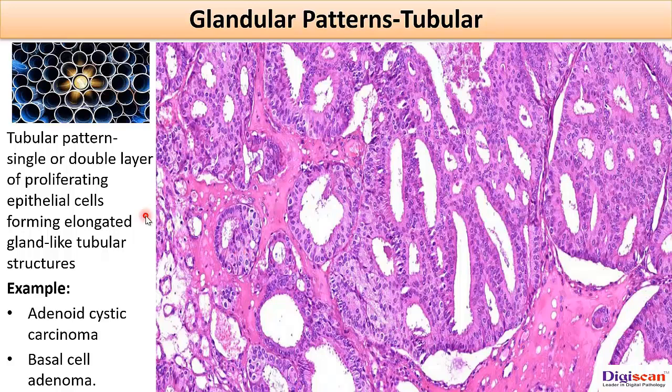This tubular pattern is like a single or double layer of proliferating epithelial cells forming elongated gland-like structures. Here, this is tubular pattern, and this is seen in adenoid cystic carcinoma, basal cell carcinoma, and many breast tumors and many more tumors. It is called tubular because these are tubes, and we can see that this is the tube lumina, and that is how these glands look, as if they are forming tubes.